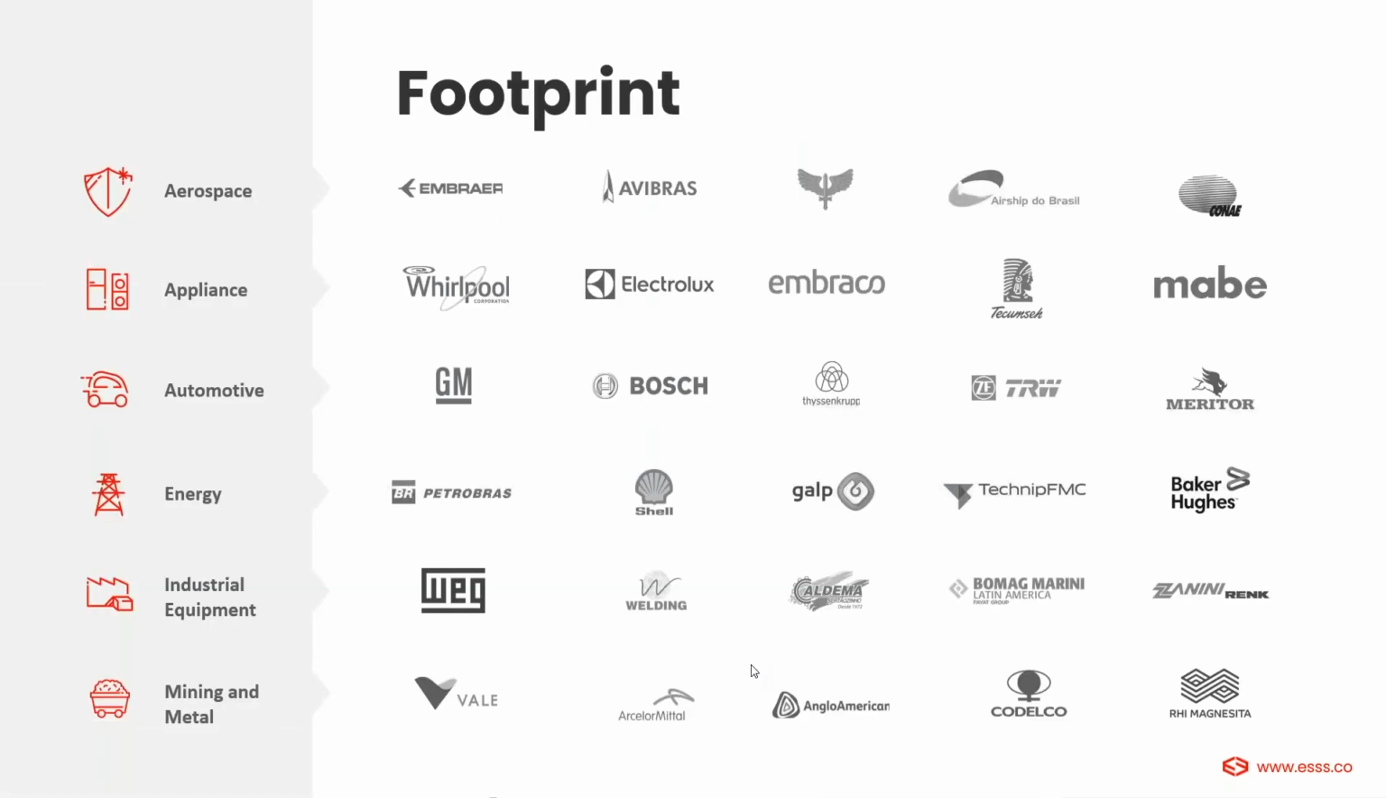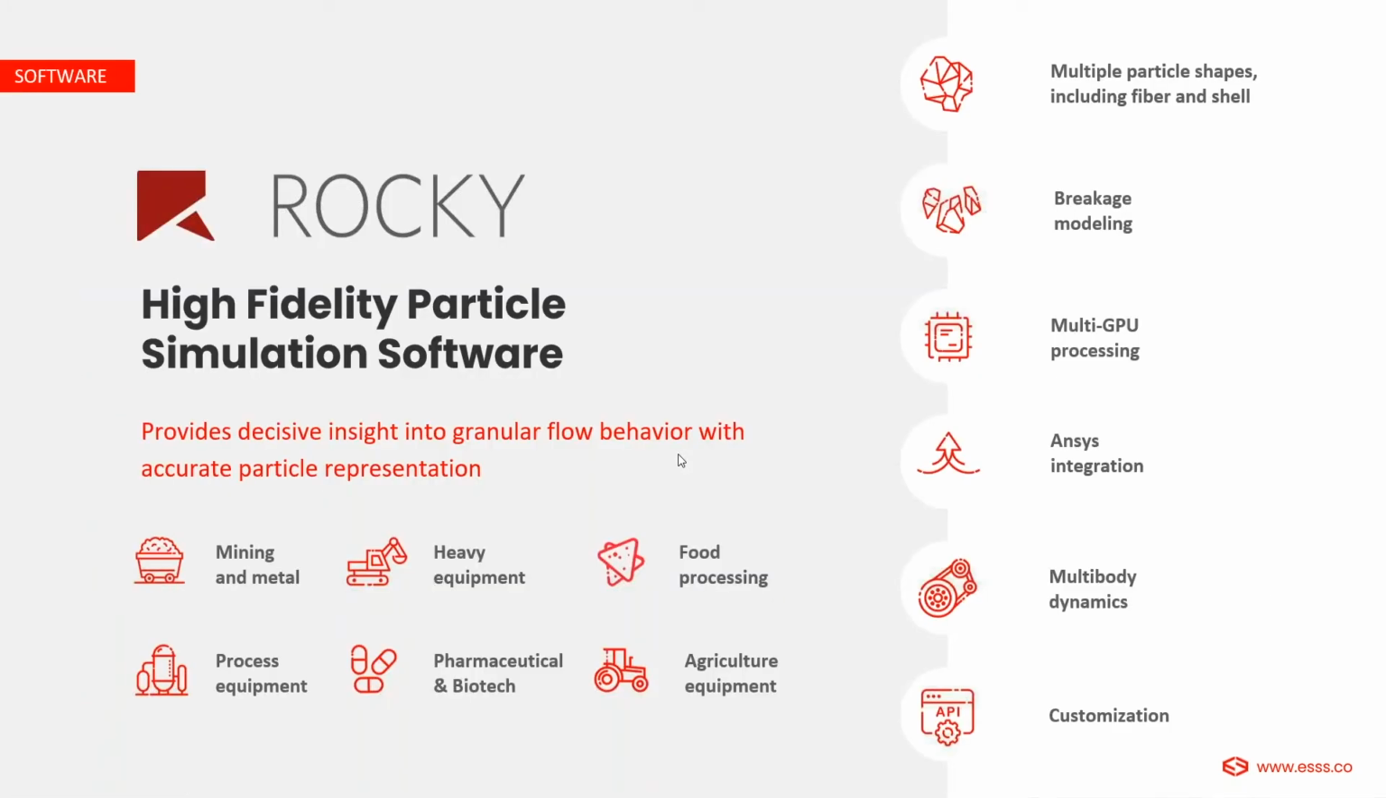These are a few examples of our clients. And you can see here that we actually supply a whole bunch of different industrial segments, from aerospace to mining and metal. And these are just some of our main clients that we attend here at ESSS.